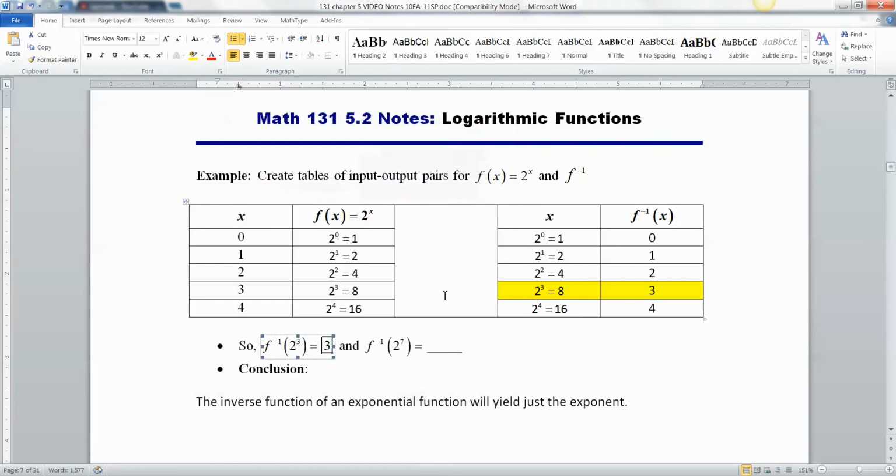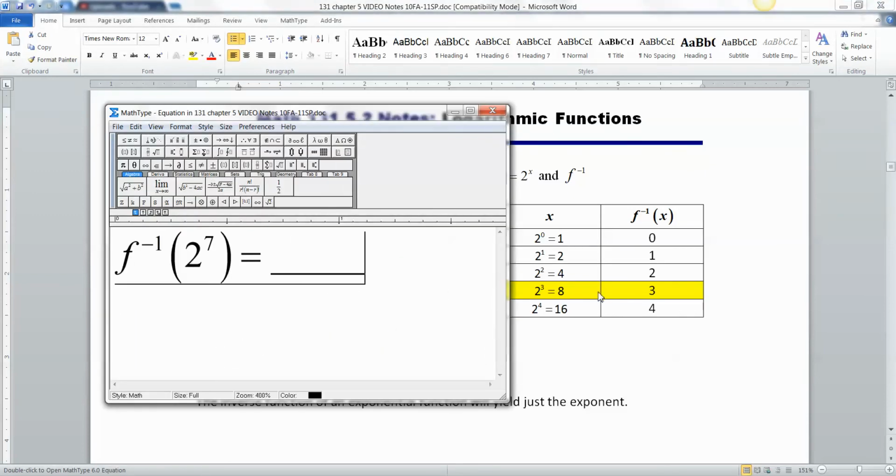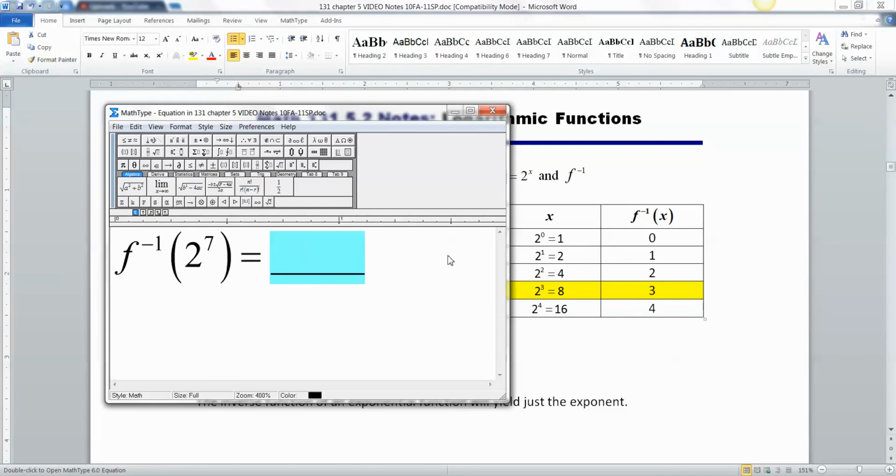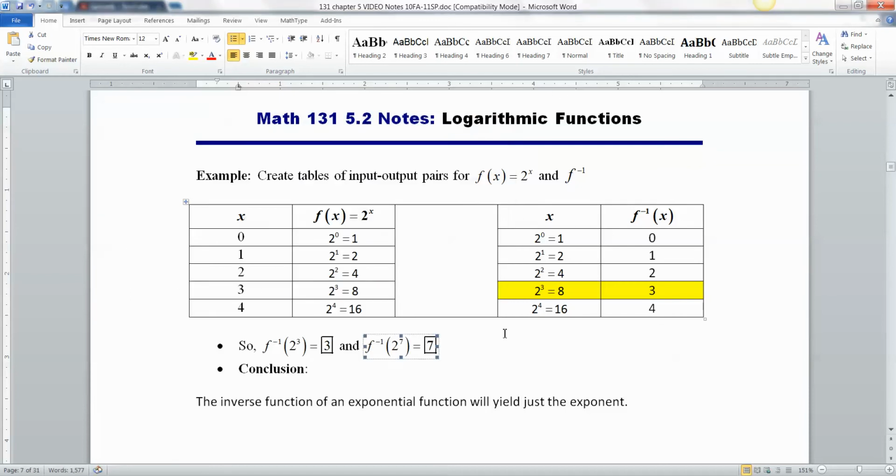And then if I had the inverse function of 2 to the 7, I know 7 wasn't in here, but look, 2 to the 0 got 0, 2 to the 1 got 1, 2 to the 2 got 2, and so on. Do you see what I mean? You're just going to get the exponent left. So the inverse function of 2 to the 7 would be 7. Or 2 to the 7 million would be 7 million. Whatever that exponent is, that's your inverse function of 2 to that.